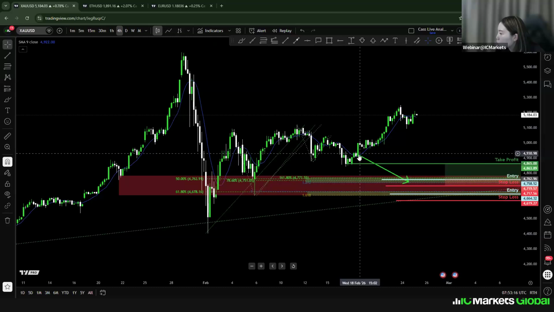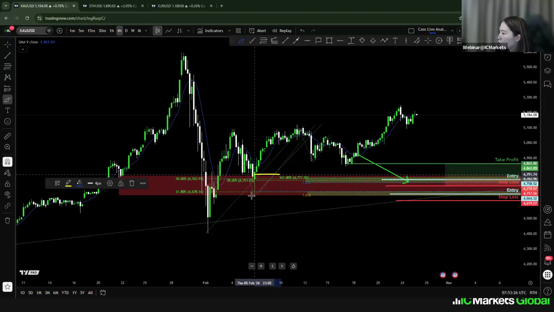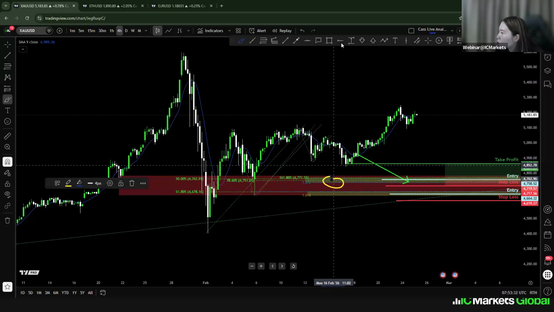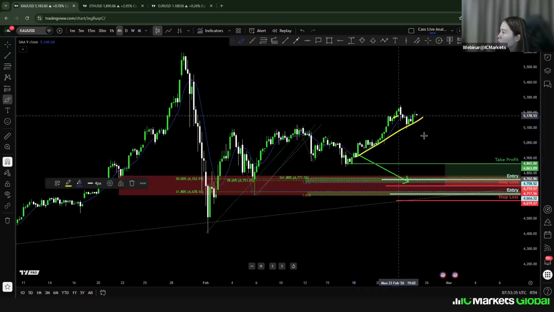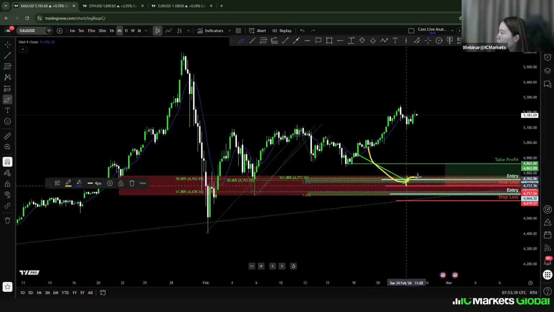So I told you guys last week, which is on the 18th, and I even drew an arrow here, the possibility of price pulling back to this red box, more specifically this green one here, and that might be the entry. Price did not pull back, instead it went up. So my idea was that it will pull back and then the entry for the buy will be either here or here.